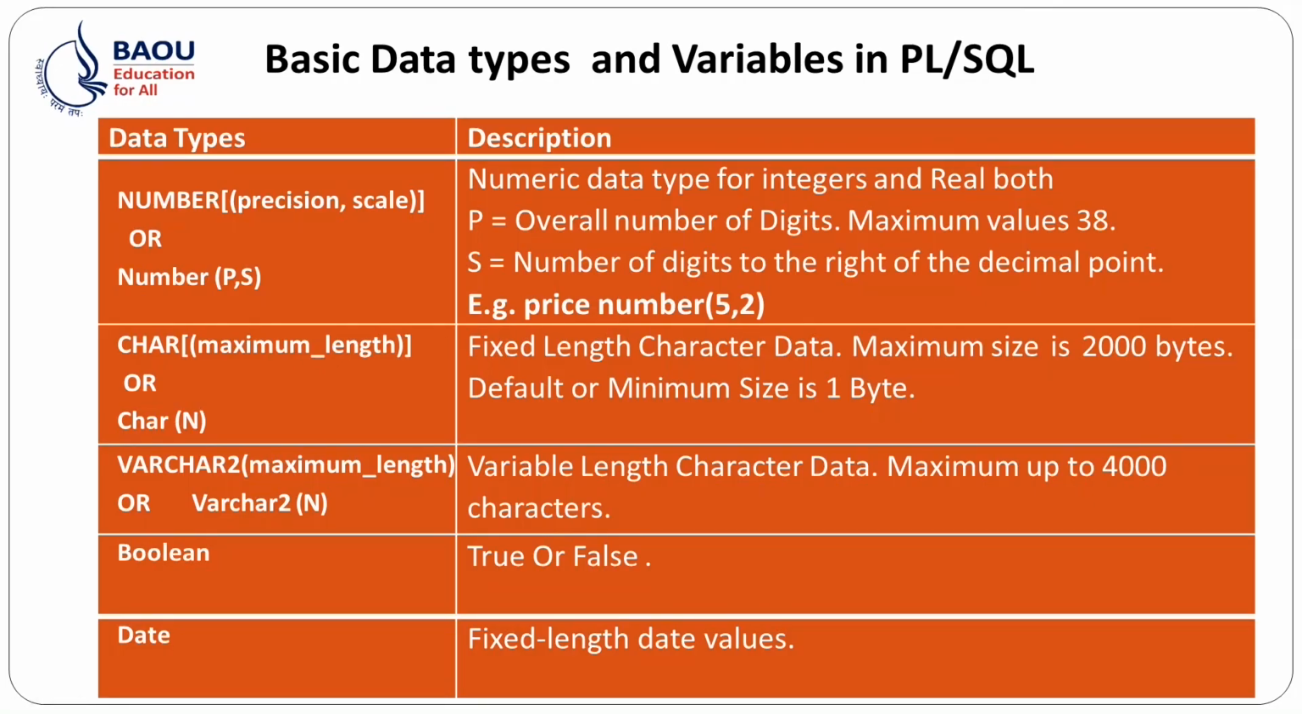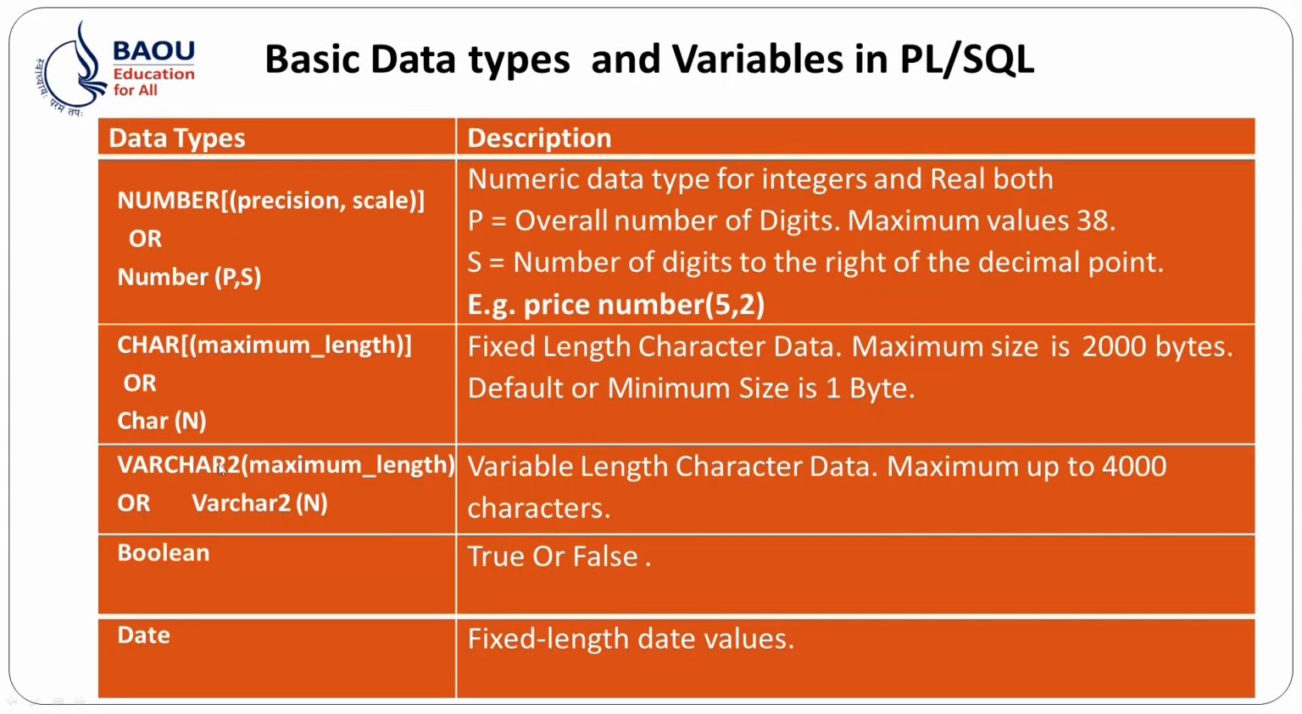Now the character data type. The syntax is character with the length in brackets. We can use the character data type to store fixed length character data, and it takes an optional parameter that specifies the maximum length, up to 2000 bytes. If we do not specify the maximum length, by default the size is 1 byte. It is a fixed length, so it wastes memory.